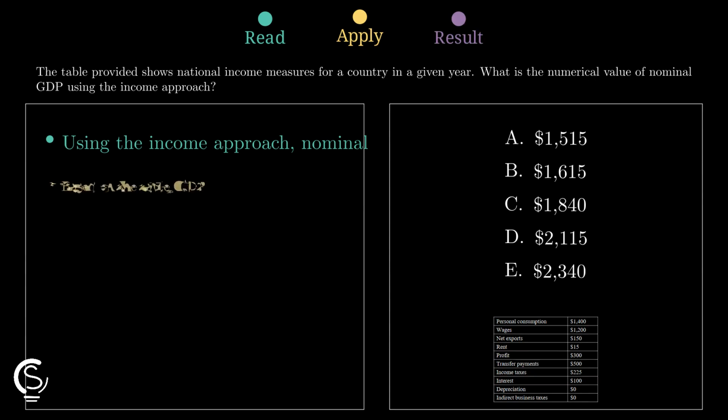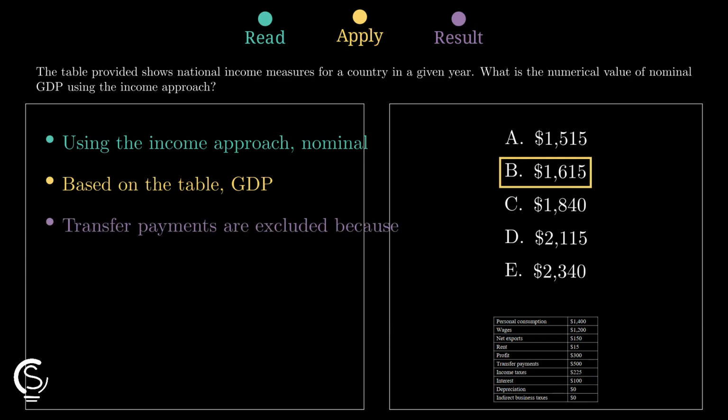Finally, ignore transfer payments as they are not earned income. Adding our values gives $1,615, making option B the correct choice.